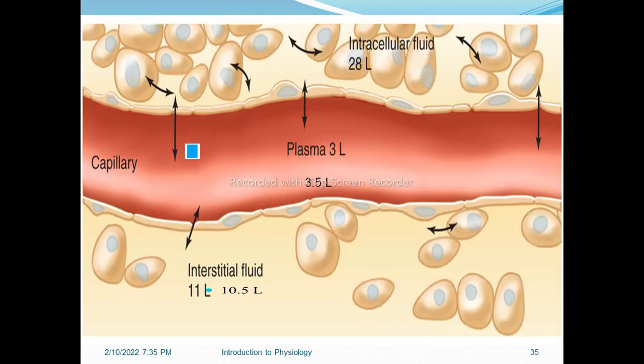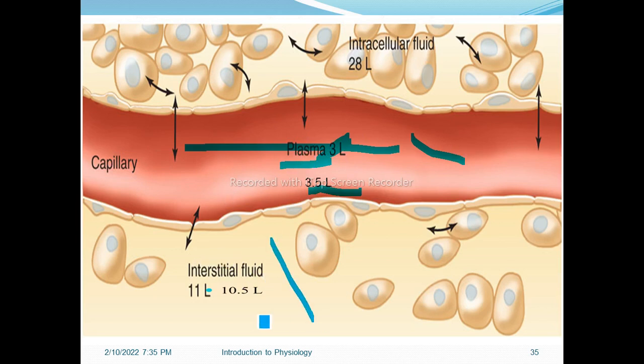Now this is a blood vessel. This is for red blood cells here, so this is a red blood cell. This is plasma also. In plasma, this is 3.5 liters. So this is a capillary. This is interstitial fluid. It weighs 10.5. So these are cells, and these cells are surrounded by fluid. This fluid is interstitial fluid. So interstitial fluid is a part of extracellular fluid.